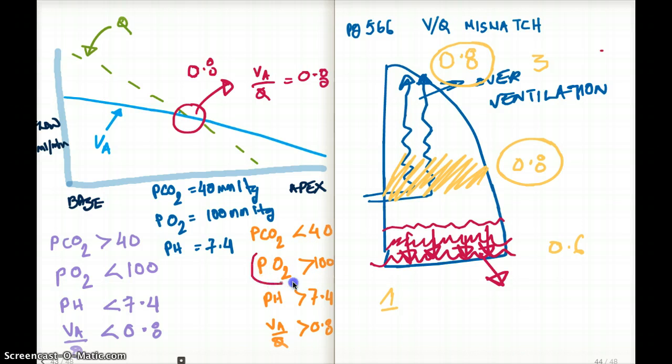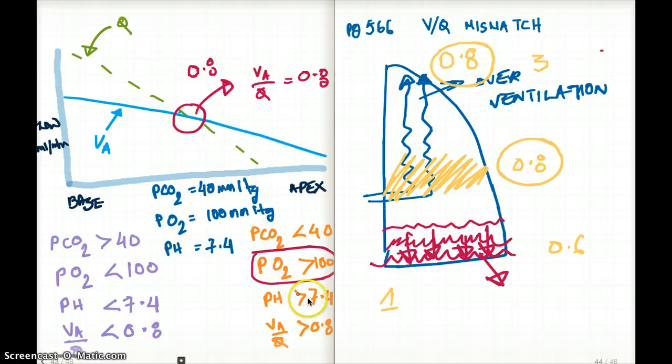Which makes sense because there should be way too much ventilation, and that's what's happening here. And carbon dioxide is going to be less than 40, which makes sense because the blood flow should be less than ideal. That's why the carbon dioxide level is less than 40, because 40 is normal, right? That's how much should get out of the lung into the alveolus. But it's less than 40 at the apex because less blood is going to the apex.